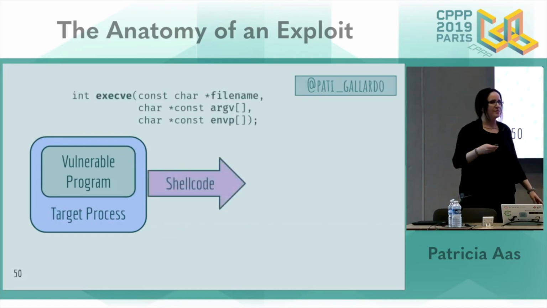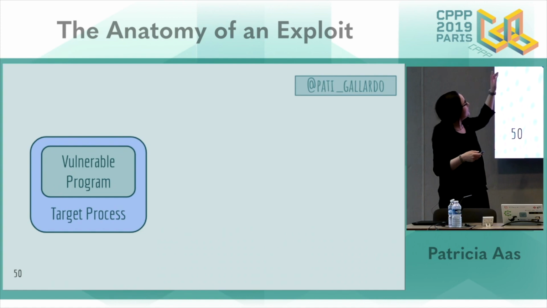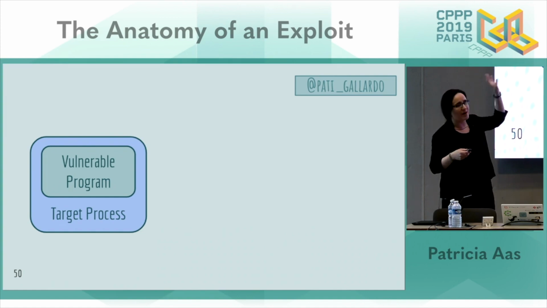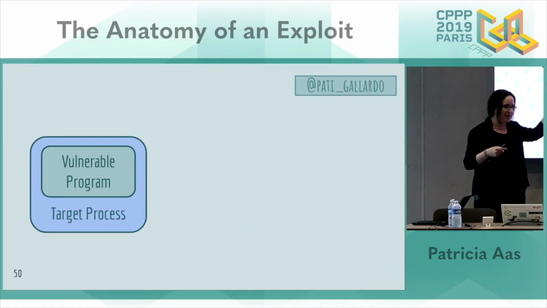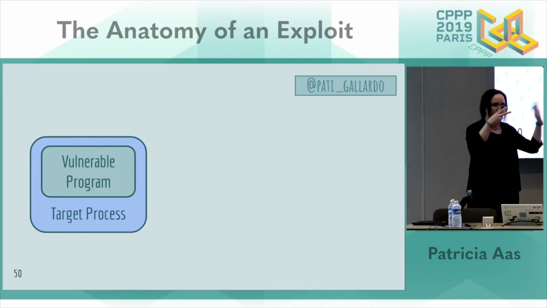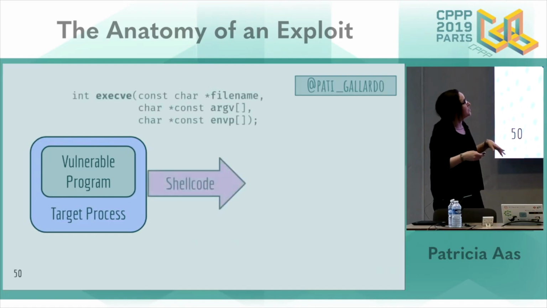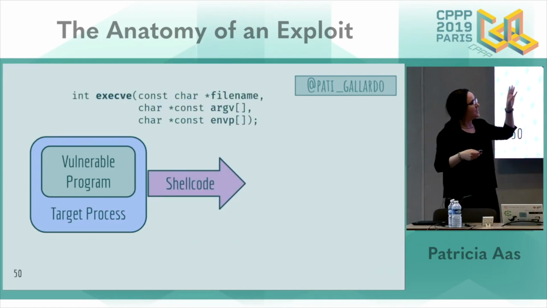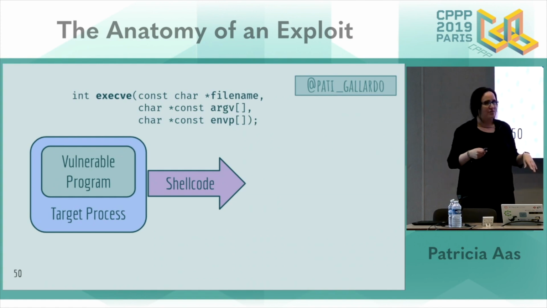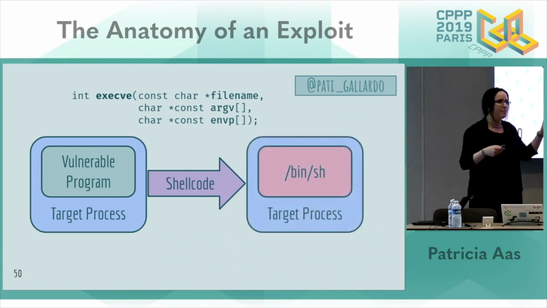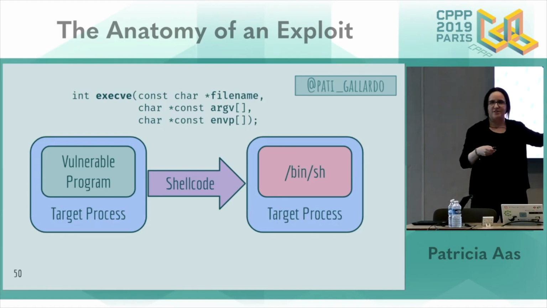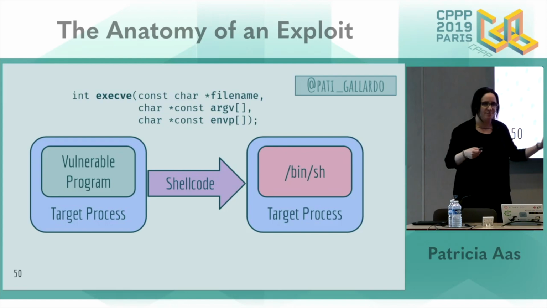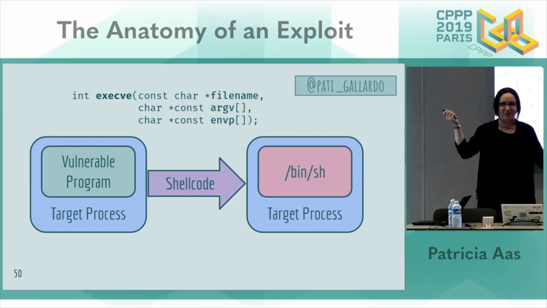So you have the target process, and it has the vulnerable program inside. This is the Linux model. In Linux, you start a process, and then you load the program into the running process. What we're going to do is use execve to load our shellcode instead, and replace the vulnerable program with /bin/sh in the same process. So this is the goal for the rest of the talk.